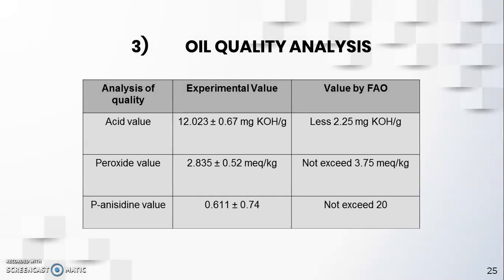Lastly is the result for oil quality analysis. So based on the table, as we can see, only the acid value is above the acceptable limit by FAO. As you can see, the difference is very high. And next, peroxide value. The values for peroxide and p-anisidine value were below the acceptable limit by FAO. You can see here.